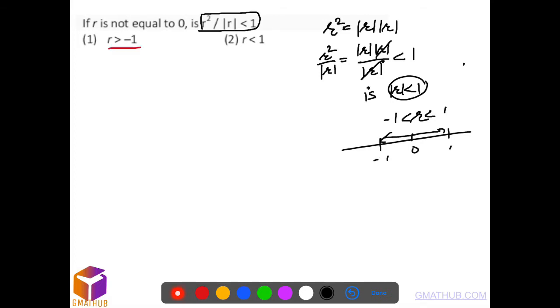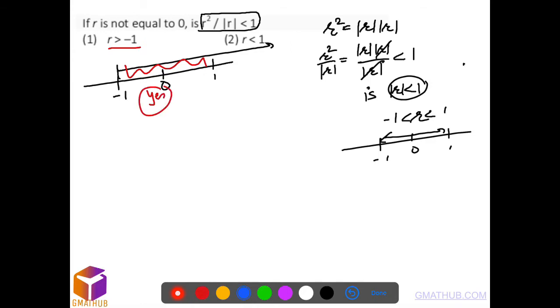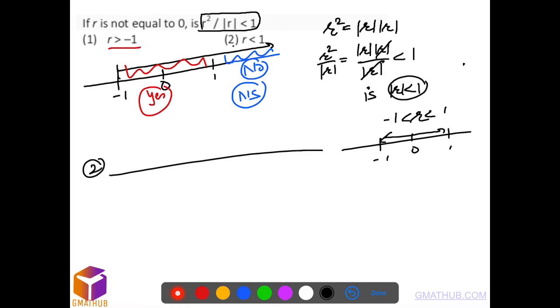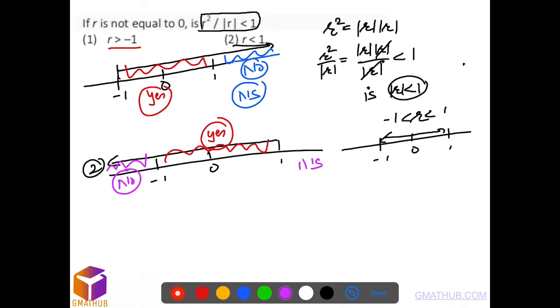Is r more than minus 1? This is 0, this is 1, this is minus 1. So r is to the right of minus 1. Now within this window, the answer would be yes. Outside this window, the answer would be no. So this is not sufficient. Second statement, r is less than 1. This is 0, this is 1, this is minus 1. R is to the left of 1. Again, within this window it will be yes. Outside this window it will be no. So not sufficient.